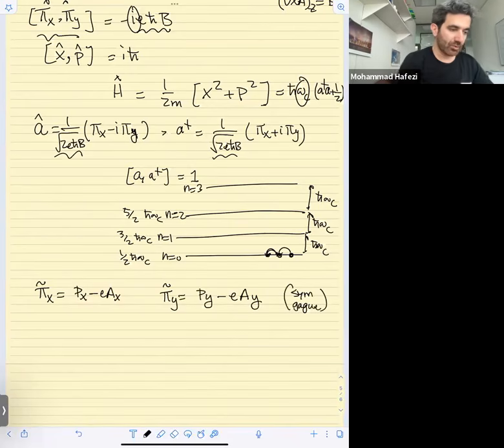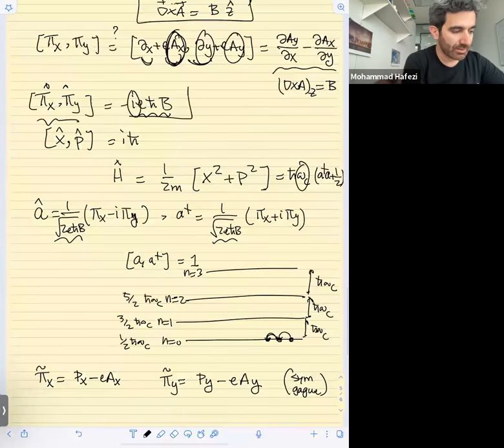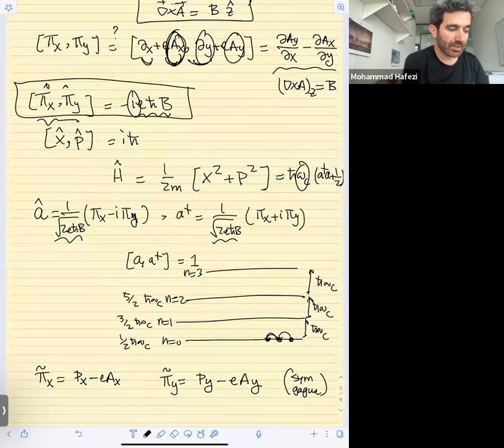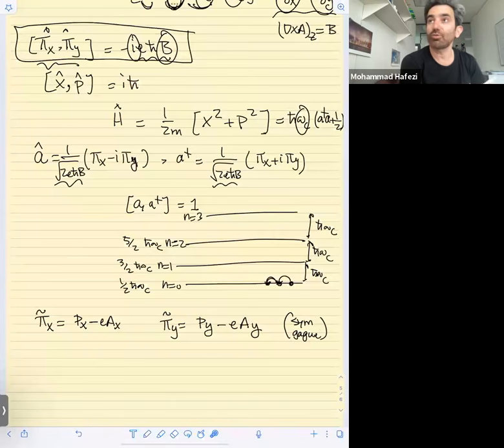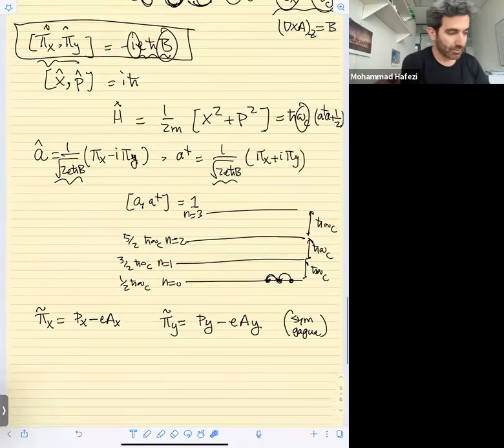Because now over here it was actually gauge invariant. Regardless of the gauge that you choose, you always get the magnetic field over here because it is just a gauge invariant quantity. But for these guys, when we look at the commutator, we have to choose a gauge, and I choose to be in the symmetric gauge.